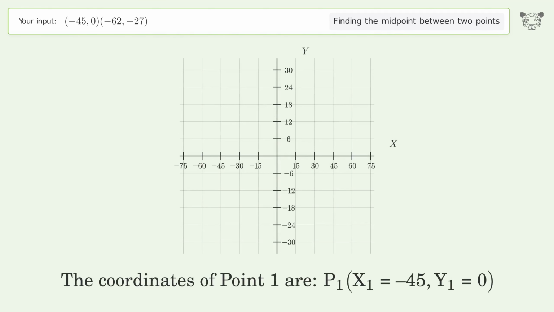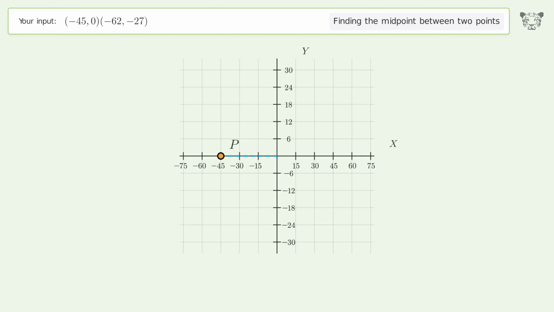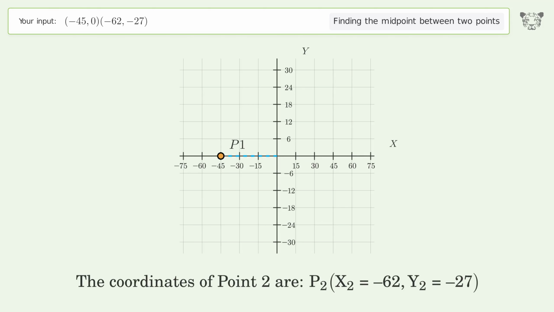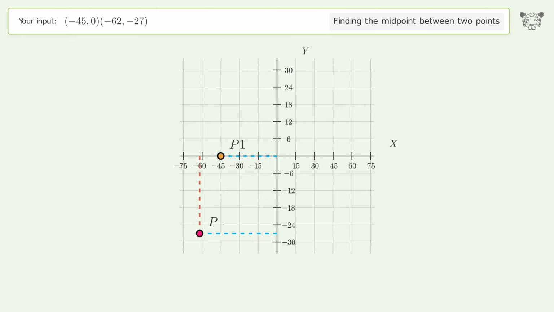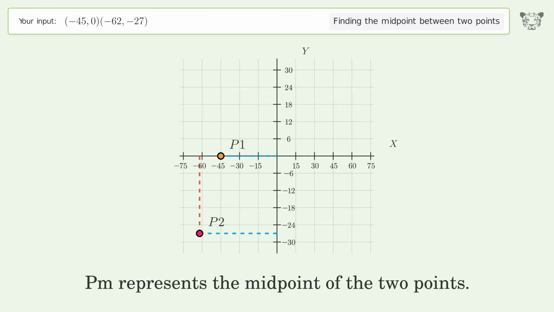The coordinates of point 1 are x1 equals -45, y1 equals 0. The coordinates of point 2 are x2 equals -62, y2 equals -27. PM represents the midpoint of the 2 points.